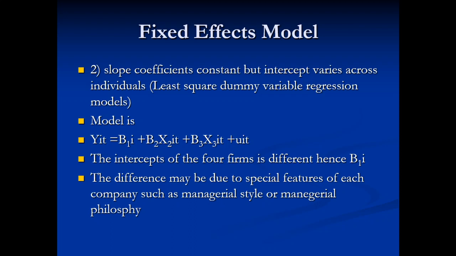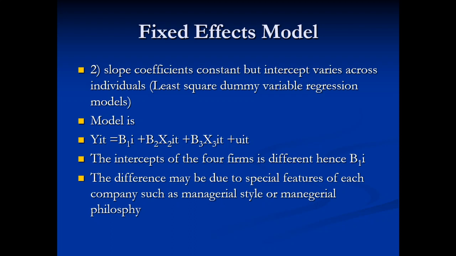So beta 1i can be beta 11 for the first company, beta 12 for the second company, beta 13 for the third company, and beta 14 for the fourth company. And it's only the intercept that varies across individuals. So across time it is not varying, so we are not using T there. Please be very careful. It is beta 1i, which means what? The intercept varies only across individuals or cases.